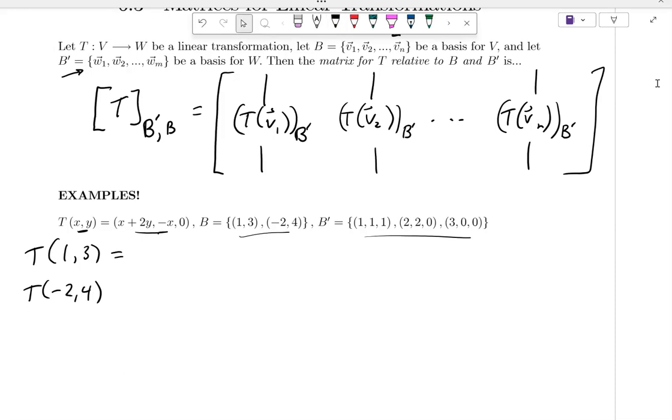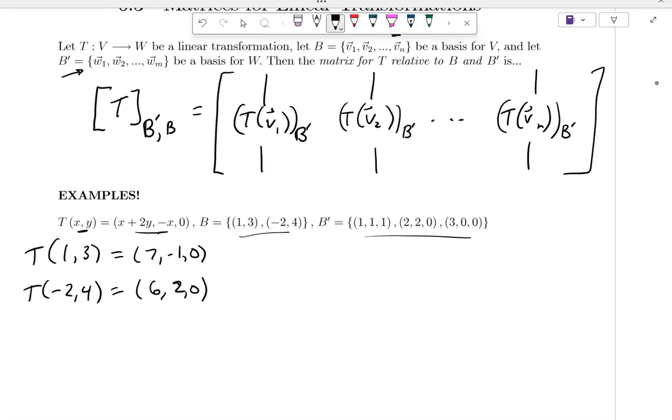All right. So first thing we're going to do, just like we did before, figure out what the outputs are for the basis vectors. What did we do before? We just did the standard basis, right? Now we've got a non-standard basis. We're just going to put in a different set of vectors. Okay. What do you get when you put in 1, 3? 7, 8, 1, 0. Good. What do you get when you put in negative 2, 4? Okay, good. That's the first step.